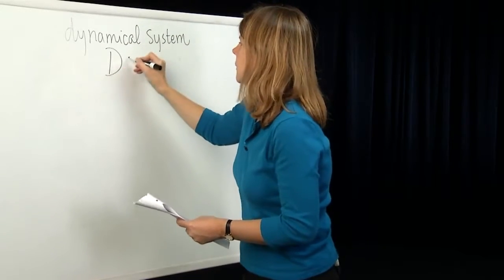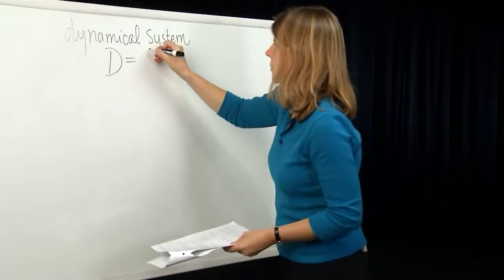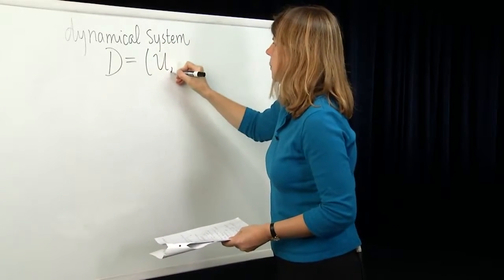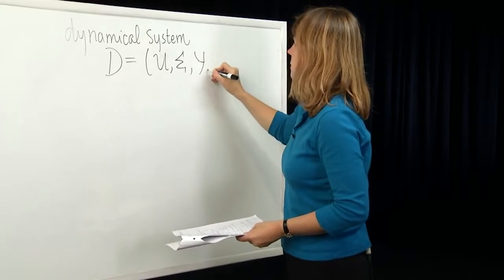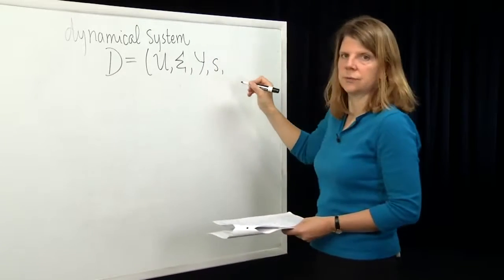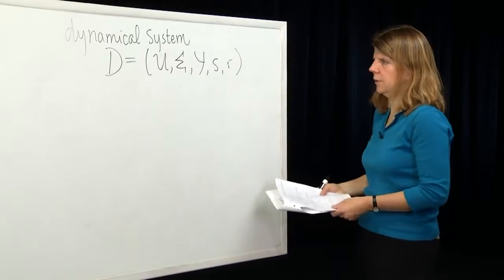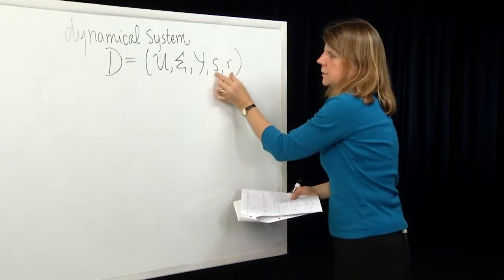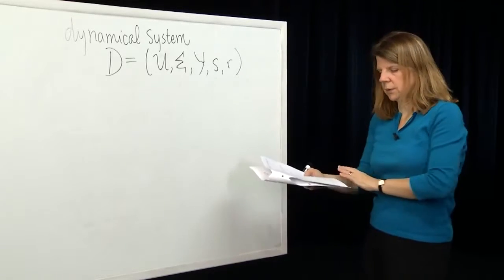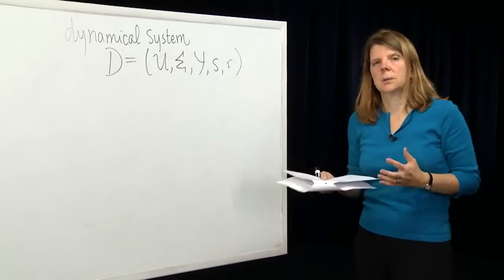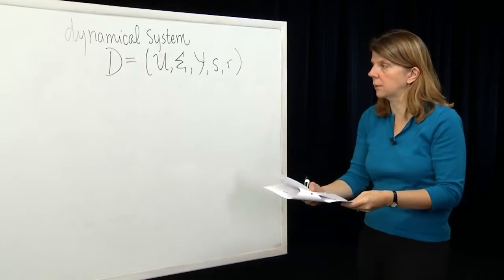D, say, has a bunch of elements. It's got 5 things in it. It's got an input space, a state space, an output space, a state transition function, and a readout map. So these are 5 different things. These are sets of elements, and these are functions. And so let's say a few words about what these individual things are, and then we'll talk about how they fit together. Perhaps we'll do a couple of examples to show how they fit together.